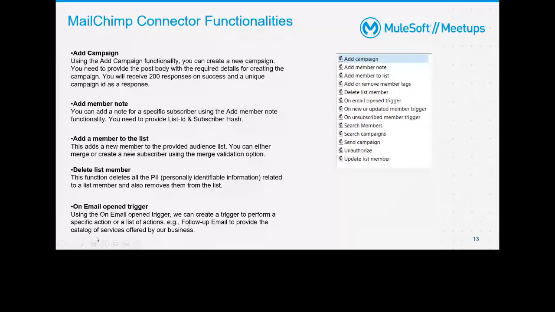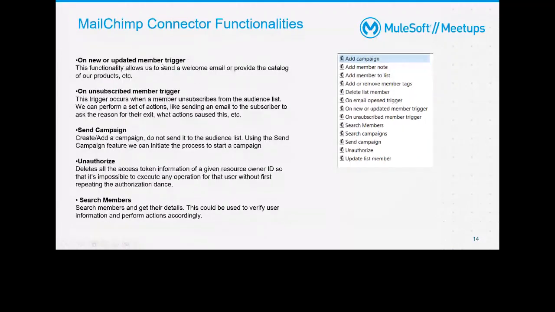Okay, then we have the on new or updated member trigger. Suppose a user gets added to our list. Generally what happens is, whenever a user subscribes to a thing, he gets a welcome email. So we can do this using this functionality, on new or updated member trigger.